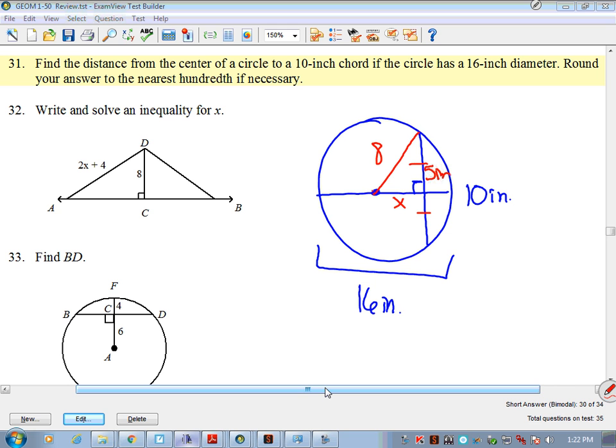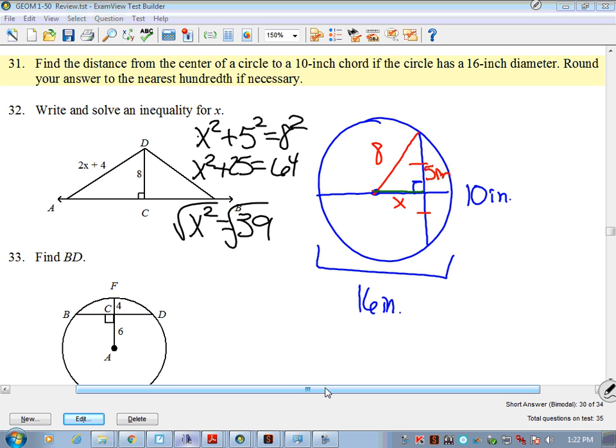All right, if I know that that hypotenuse is 8 and the leg is 5, can I find my distance, or green line? My Pythagorean theorem makes that possible. So x squared plus 5 squared equals 8 squared. x squared plus 25 equals 64. x squared equals, what do you think? What's 64 minus 25? 39. Okay, square root of 39. x equals, we want to round our answer to the nearest hundredth. 6.24 inches.